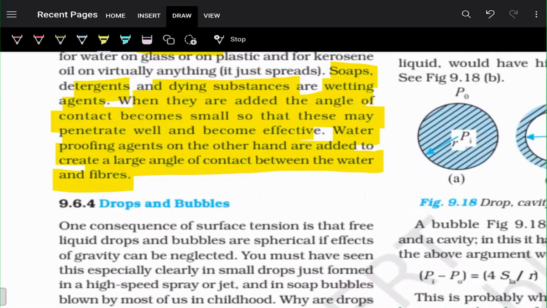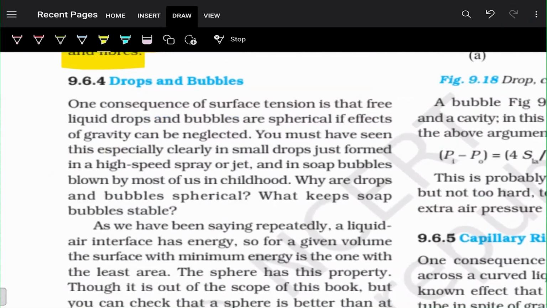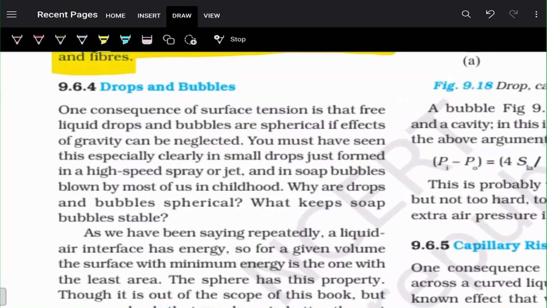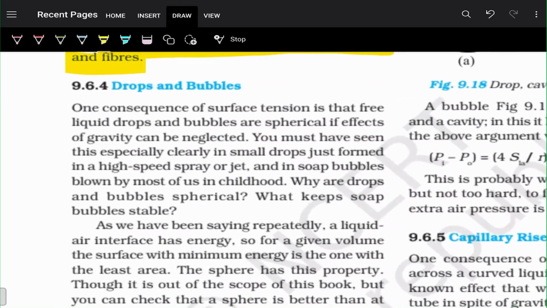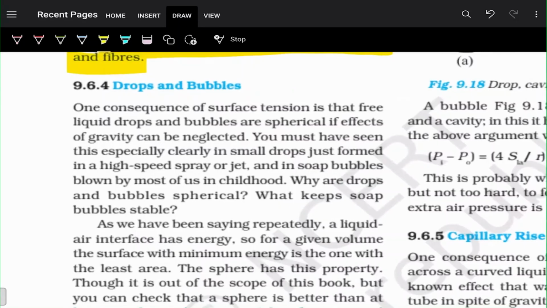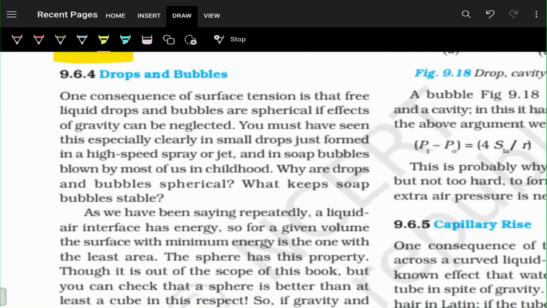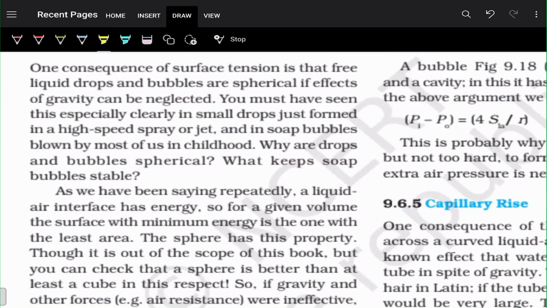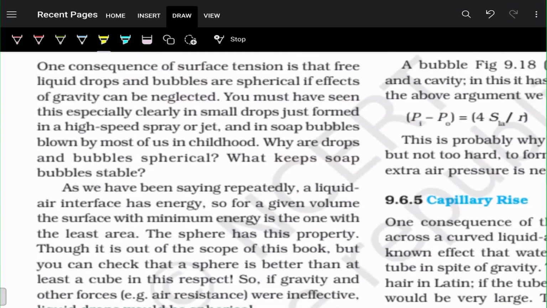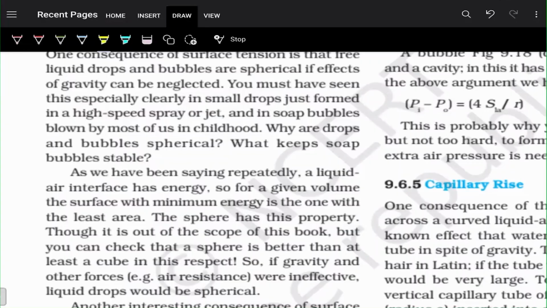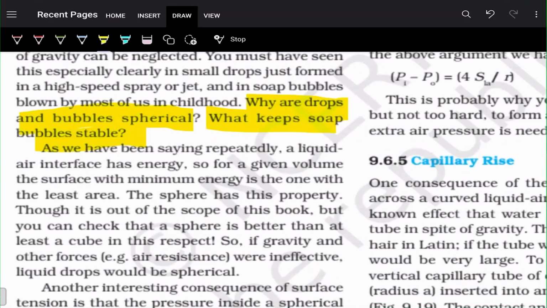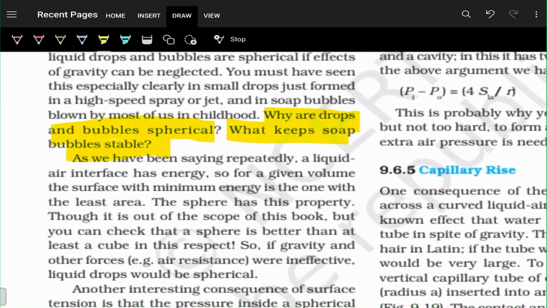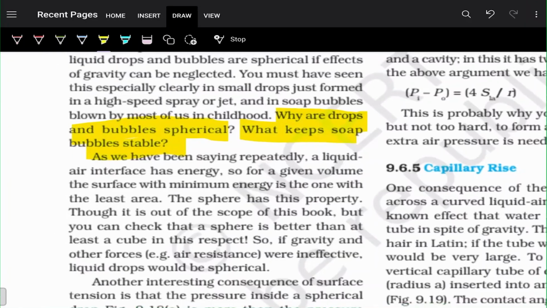bubbles. One consequence of surface tension is that free liquid drops and bubbles are spherical, if effects of gravity can be neglected. You must have seen this especially clearly in small drops just formed in a high-speed spray or jet. Why are drops and bubbles spherical? What keeps soap bubbles stable? എന്തുകൊണ്ടാണ് ഡ്രോപ്സും ബബിൾസും സ്ഫെറിക്കൽ ഷേപ്പിലുള്ളത്? സോപ്പ് ബബിൾസ് എങ്ങനെയാണ് സ്റ്റേബിൾ ആയിട്ട് നിൽക്കുന്നത്?